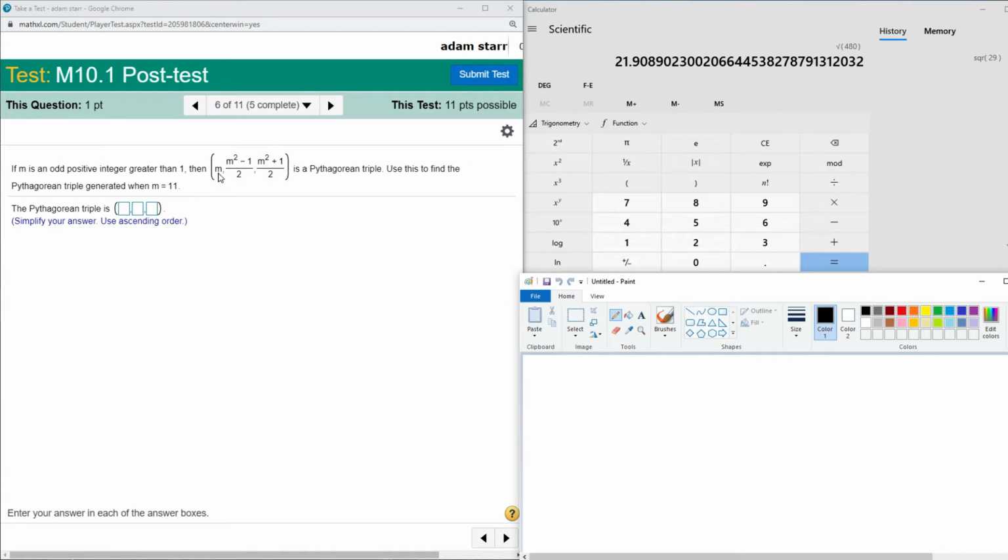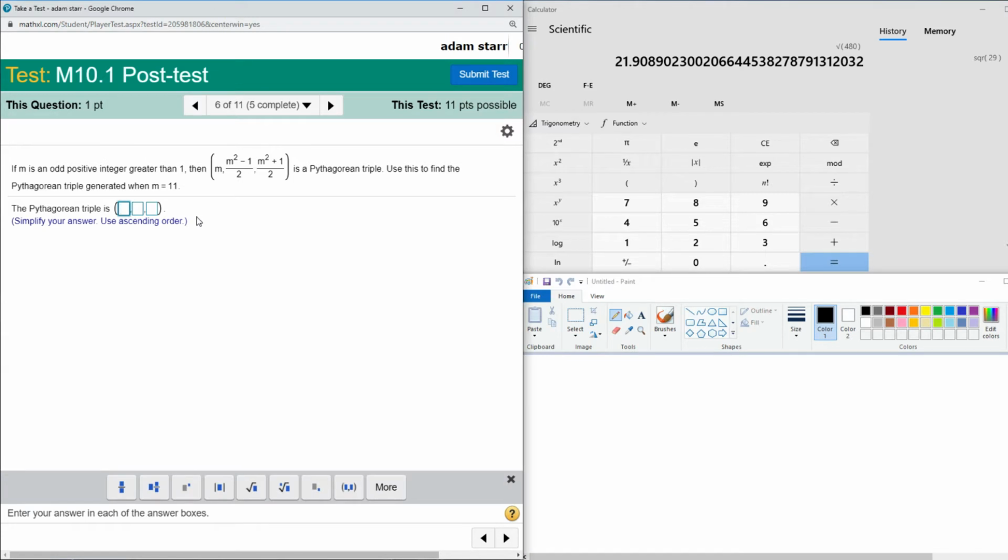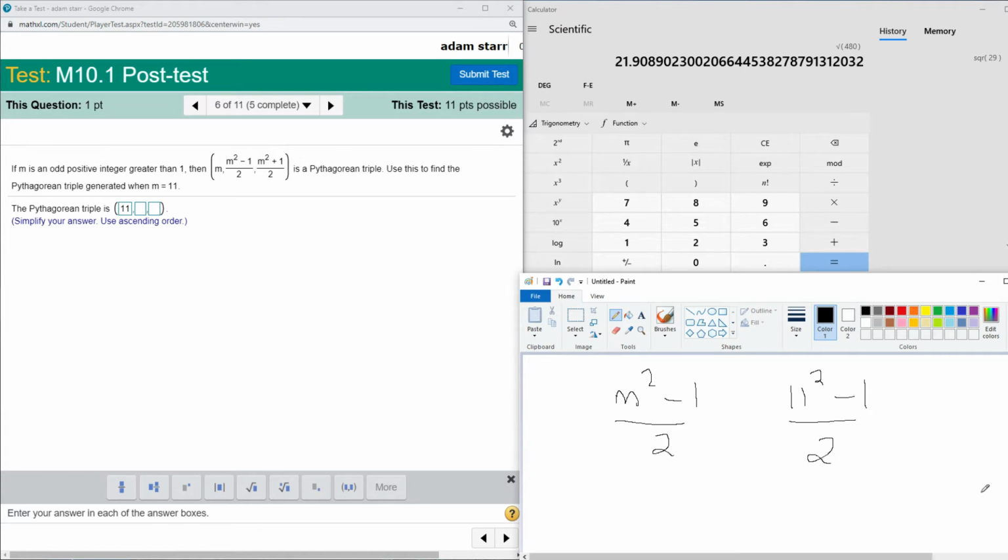Well first, if m is 11, then I know my first number is going to be 11. But now I'm just going to take that 11 and find the second number, which is (m squared minus 1)/2. I'm just going to substitute my 11 in. So (11 squared minus 1)/2. Well, 11 squared is 121 minus 1, divided by 2. So 121 minus 1 is 120. 120 divided by 2 is 60. So the next number would be 60.